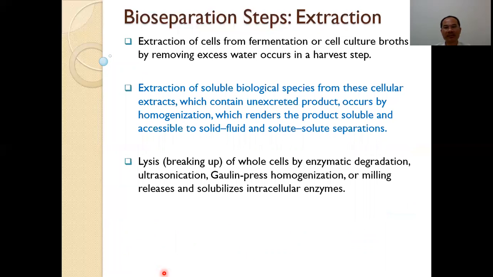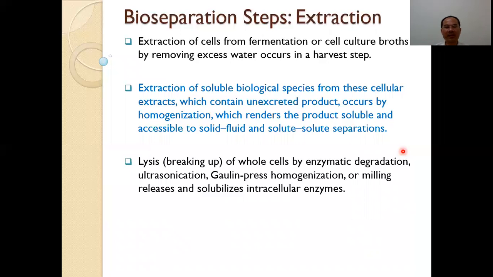Okay, the first step is extraction. For the first step, we would like to extract the biomolecule from the cell. We extract the biological species from the cell by homogenization. It renders the product soluble, with liquid, solid, and solute separation. We use the homogenizer to break the cell, to disrupt the cell, and then the cell will release some substances, some chemicals, and then you have to separate them in the next step.